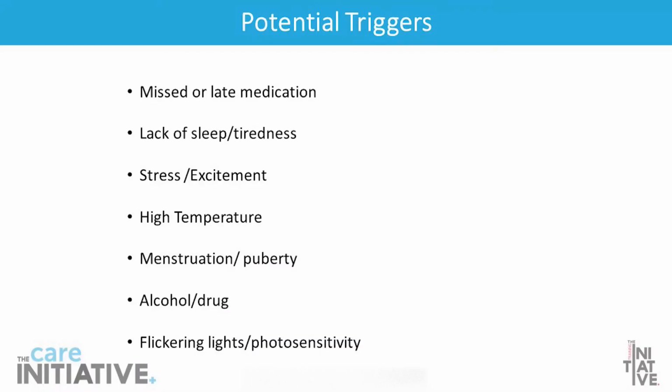I would bet that somewhere near the top of your list, if not at the top, would be flashing, flickering, or strobe lighting. Would it surprise you to learn that less than 4% of people with epilepsy are triggered as a result of photosensitivity? Some of the common triggers for seizures are on your screen now, but the most likely events to trigger seizures include late or missed medication, a lack of sleep, and high levels of stress or excitement.